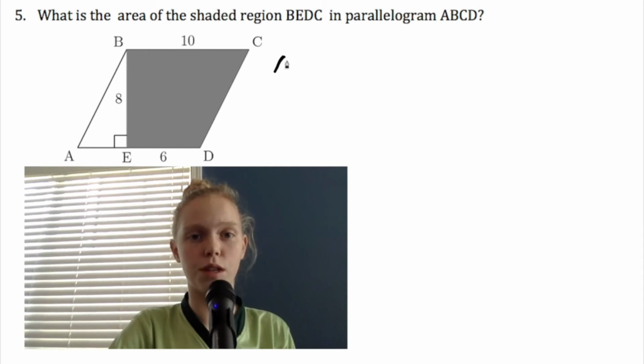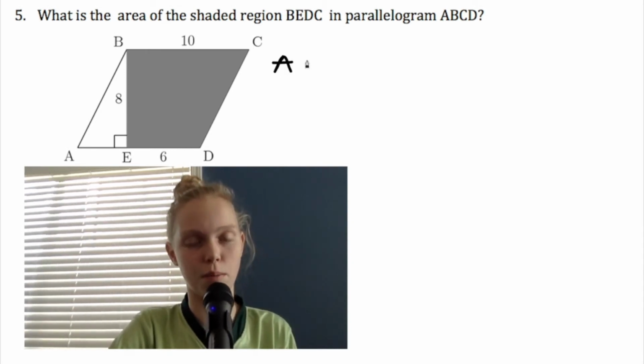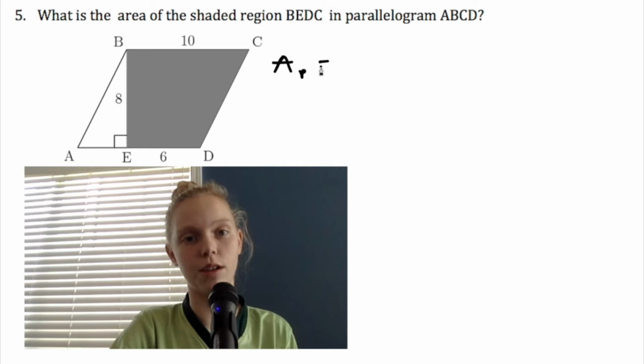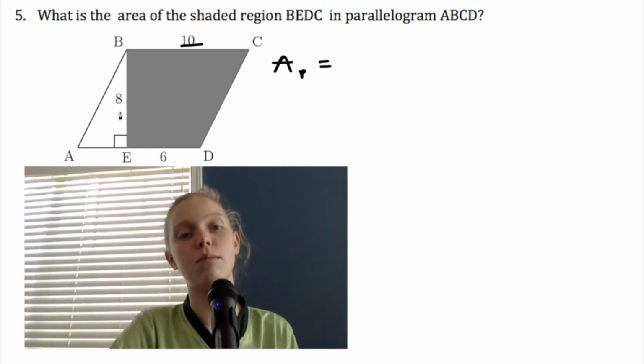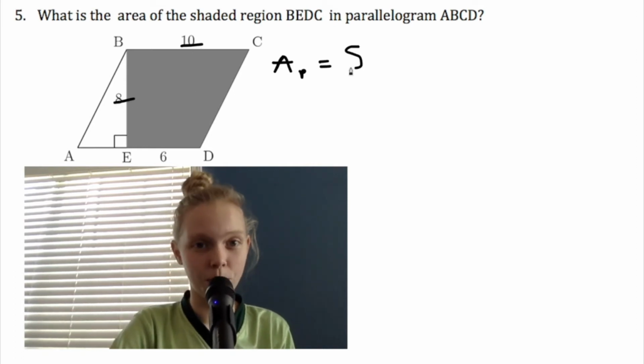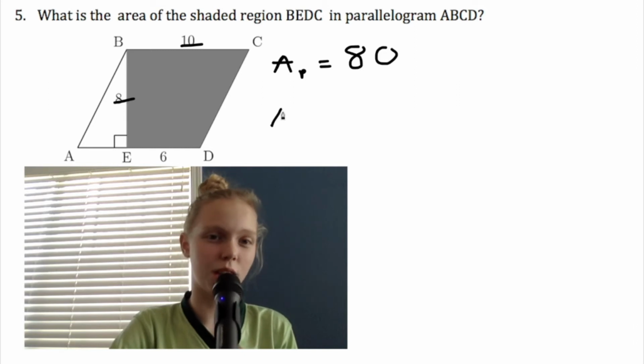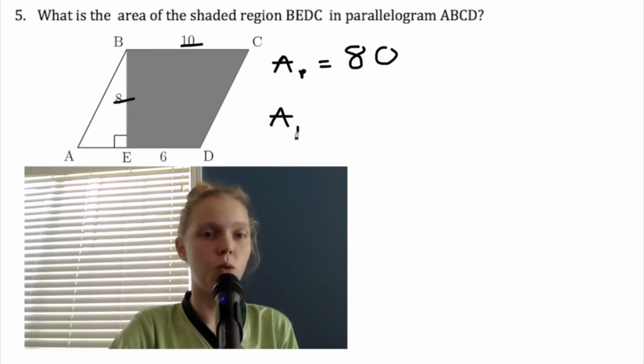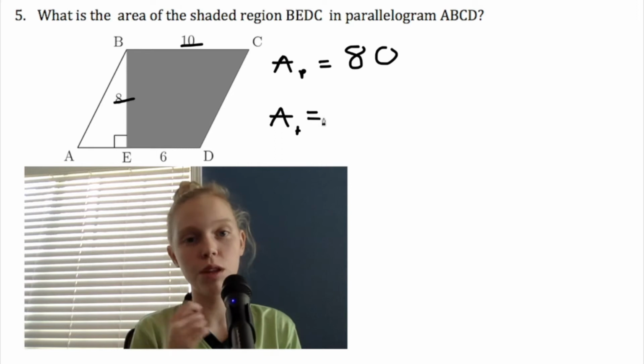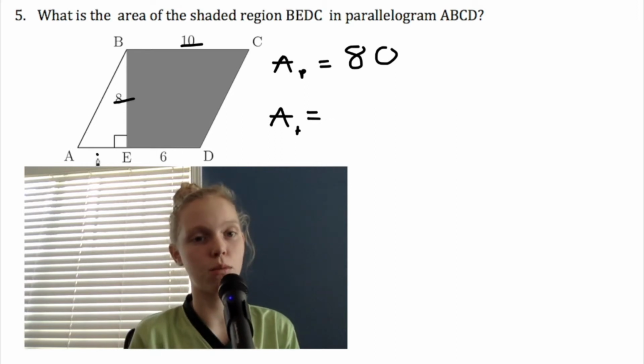So in order to solve this problem, we're going to start by finding the area of the parallelogram. The parallelogram's area is going to be its base times its height. So that's 80. Now next we're just going to subtract the area of the triangle. Now we have to find the base of the triangle. We know that both of the bases of a parallelogram are the same. So the bottom has to add up to 10, so the base of the triangle is 4.